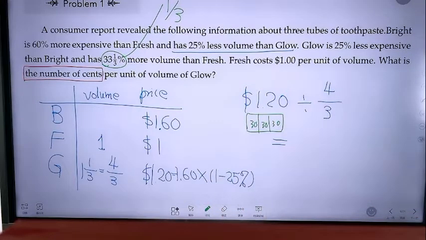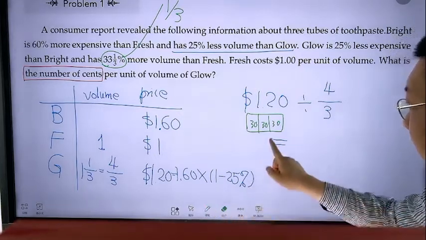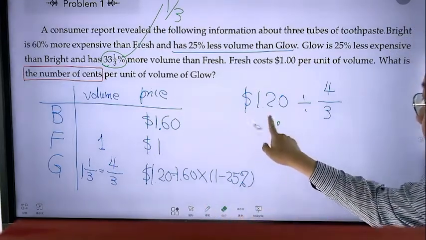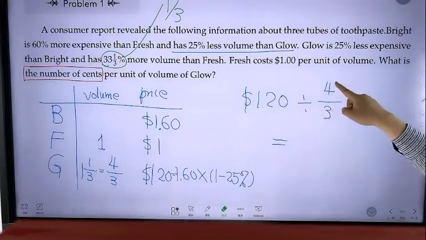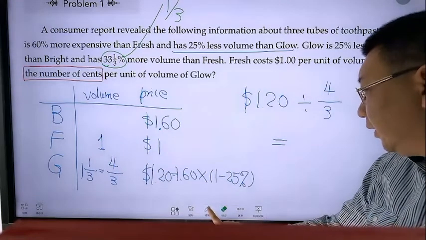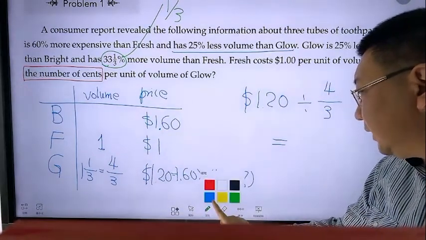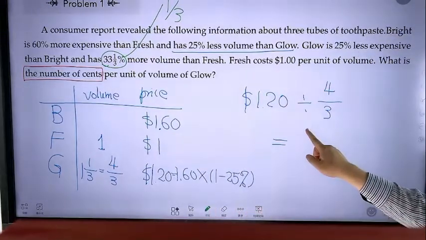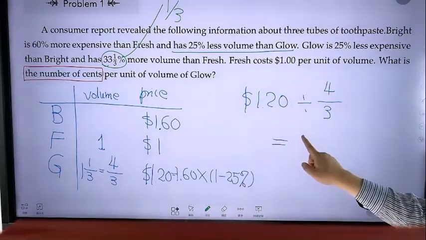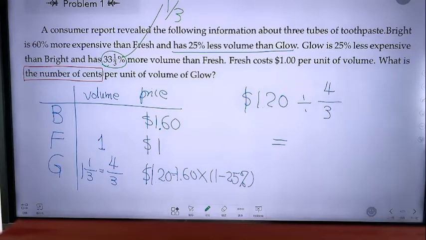Sorry, I made something wrong. So the idea is, because it's divided by 4 and multiplied by 3, what you do is you just divide by 4, then you get 30 cents. I should write it out. So if we strictly do that, then that would be this.